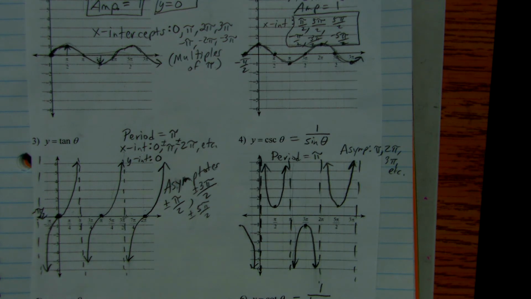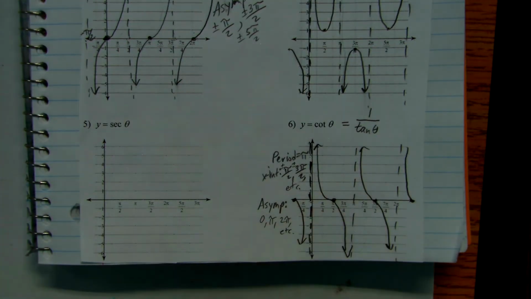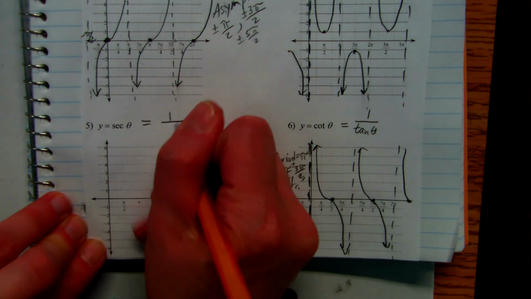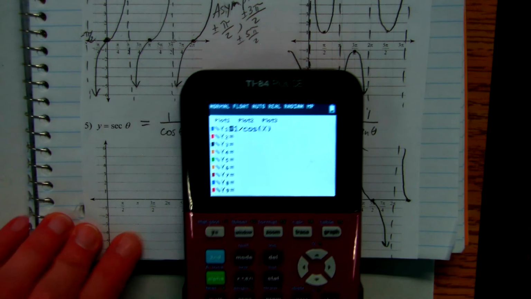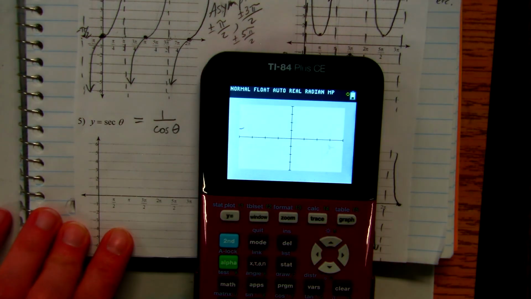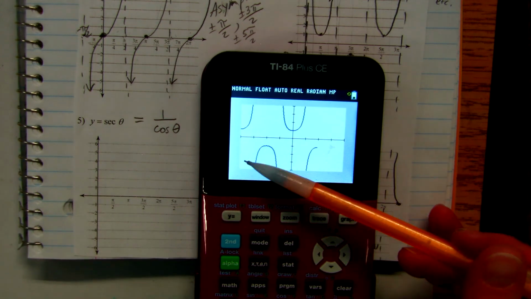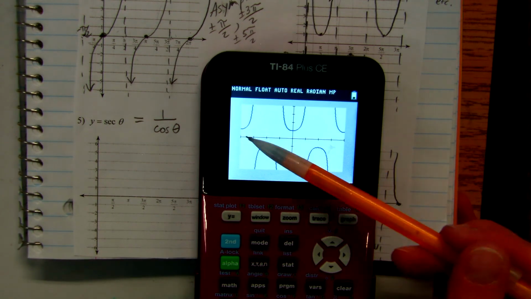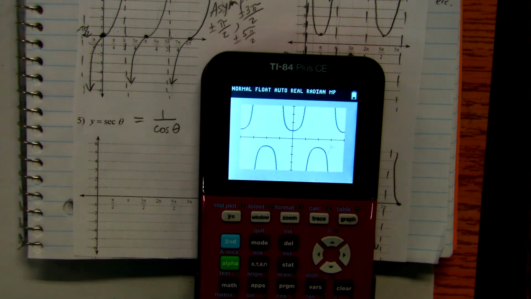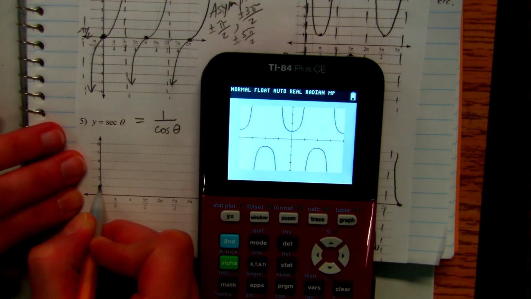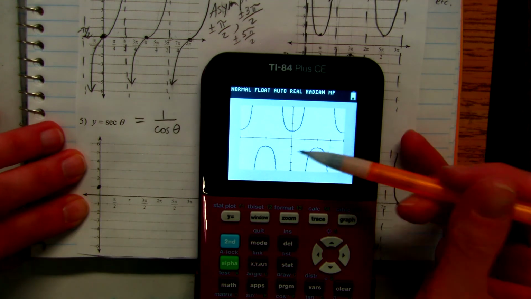Okay, one more. We are almost done. So secant is the reciprocal of cosine. So we're going to type in 1 over cosine theta. So I just did that on my calculator. And it looks similar to cosecant, except that this one, if you're looking at it with both the negative and the positive side, you'll see that it's got some symmetry. The y-axis actually divides the picture in half. So it goes through the y-axis at 1, and the asymptote is right here.